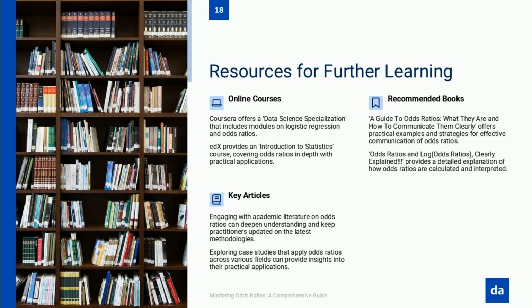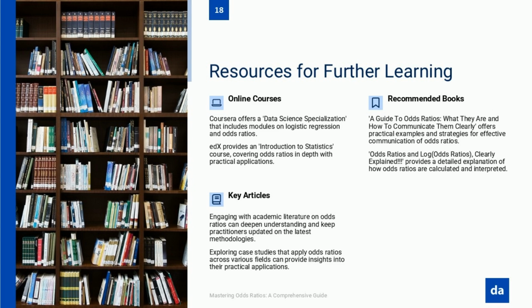For a more structured learning experience, online courses can provide both theoretical knowledge and practical applications. Platforms like Coursera and edX offer modules on logistic regression and odds ratios as part of broader data science and statistics courses. For instance, the Data Science Specialization on Coursera and Introduction to Statistics on edX both cover these topics in depth. These courses often include hands-on exercises and projects, allowing you to apply your knowledge to real-world scenarios.